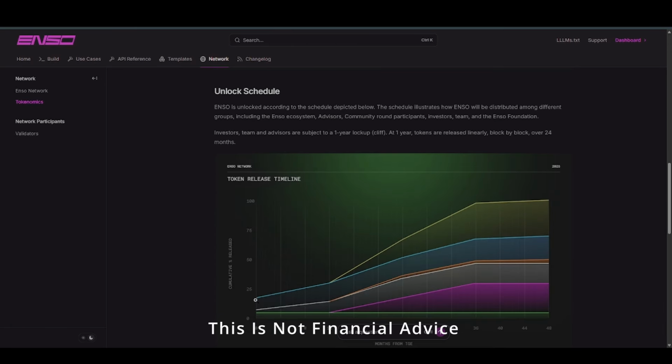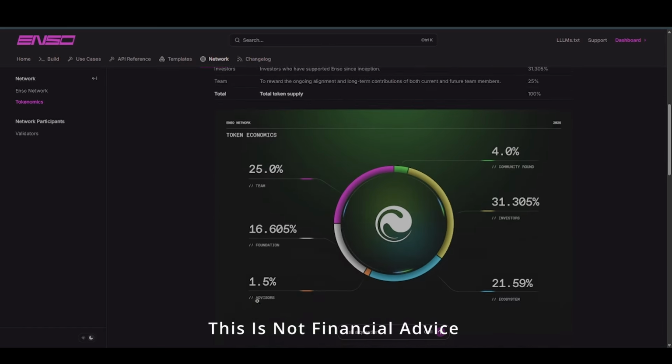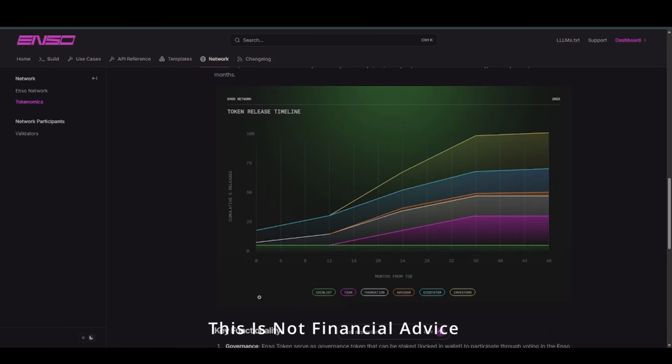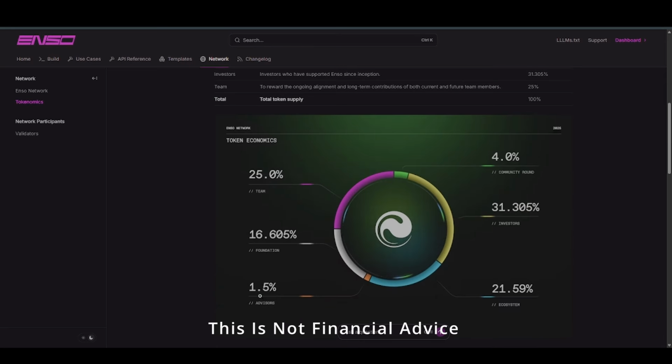But again, I think the possibility of Enso going as high as $5 or even above $5 is definitely there. So we'll see, but I'm expecting a launch above $5. So let's see what happens. But overall, this is how it looks.